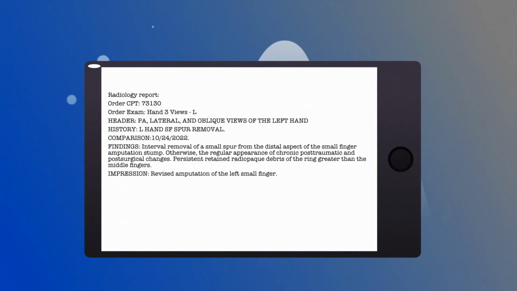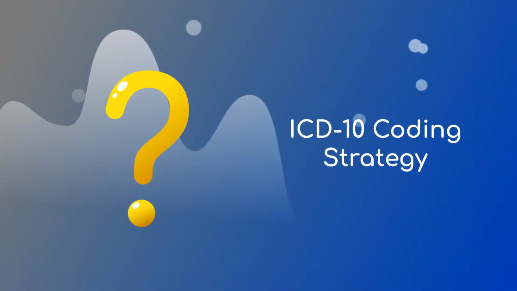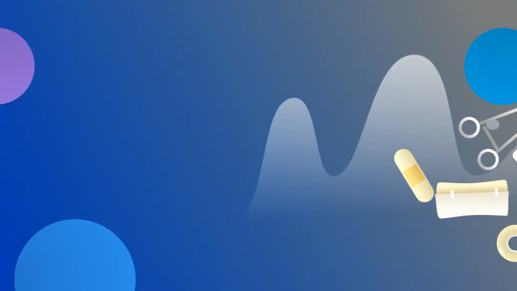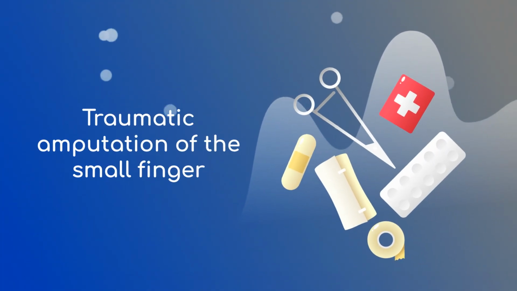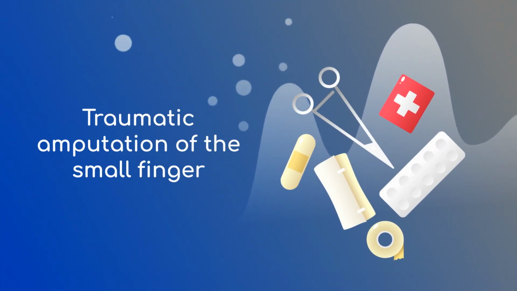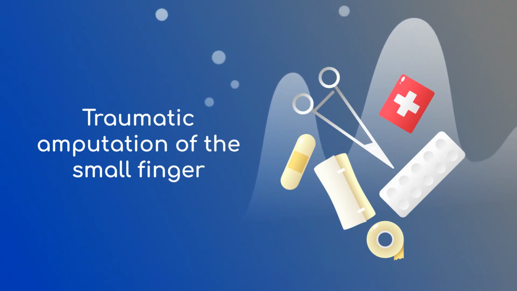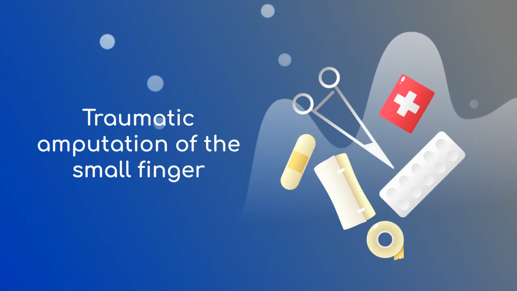This qualifies for CPT code 73130, radiologic examination hand, minimum of 3 views. This is a subsequent encounter after traumatic amputation of the small finger. The stump is still healing and shows post-surgical debris. Z codes for acquired absence are not appropriate until the amputation is healed and stable.